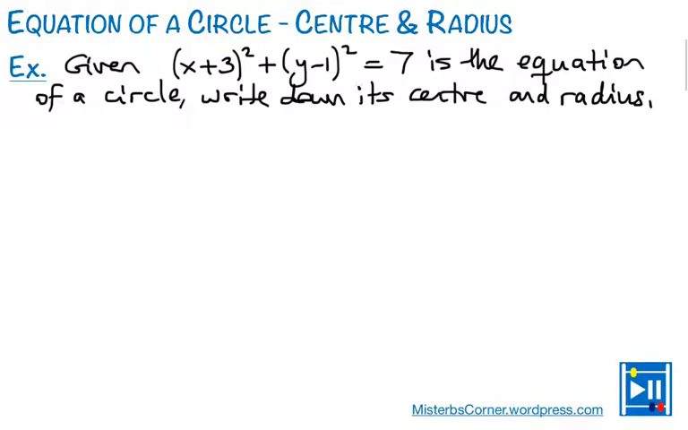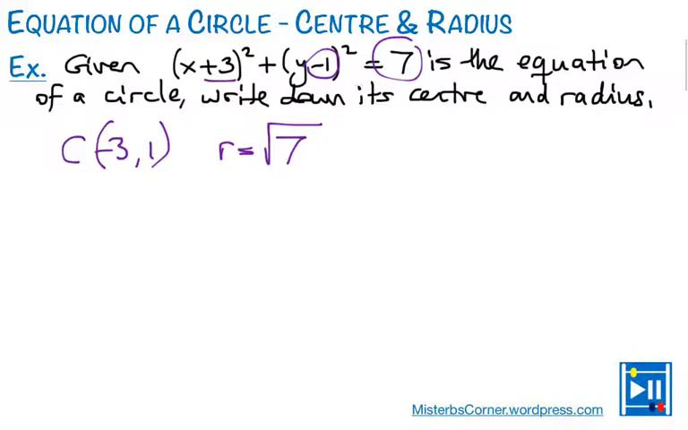Given the equation of the circle, write down the center and radius. Well, this is plus 3 here, so for the center I should be writing minus 3, and this is minus 1 here, so I should be writing 1. I have to change the signs for the center. Now, for the radius, you can see that this is not a square number, but it doesn't matter. I'm going to write the radius to be the square root of 7.